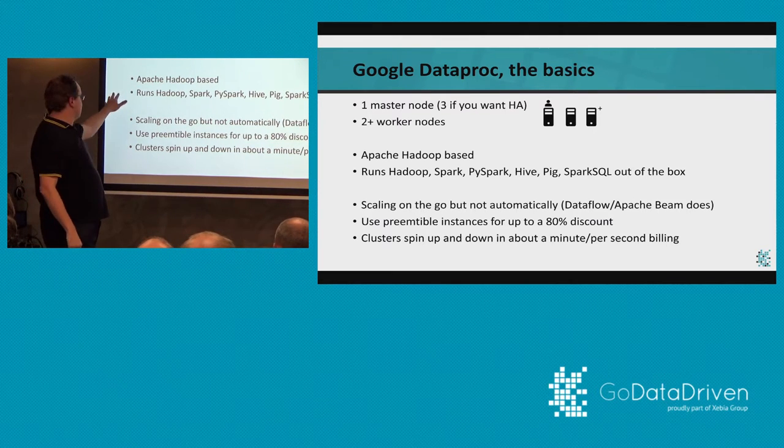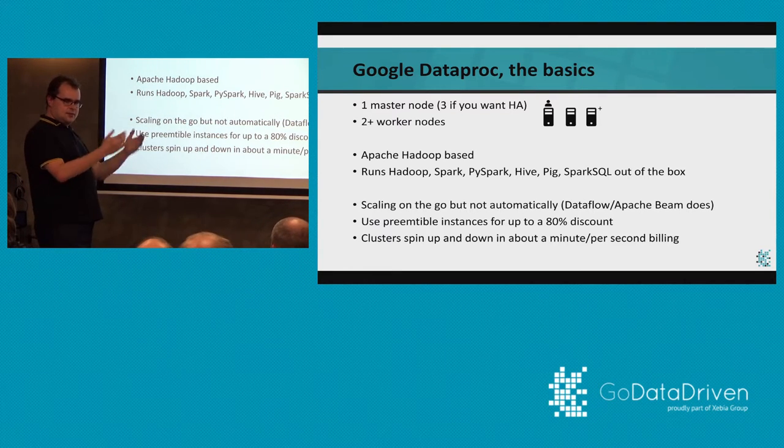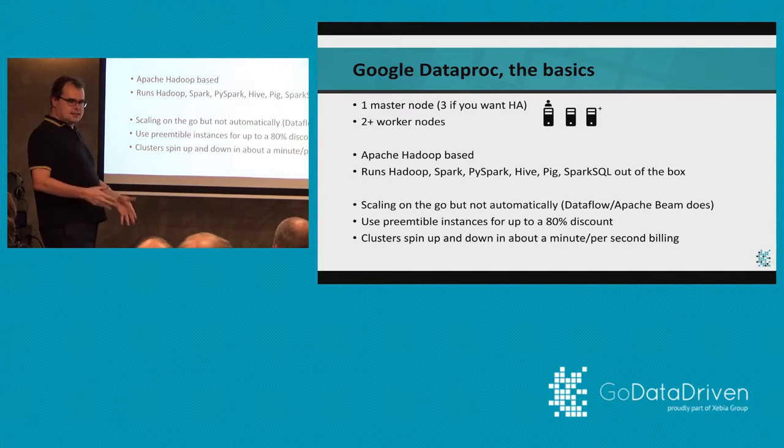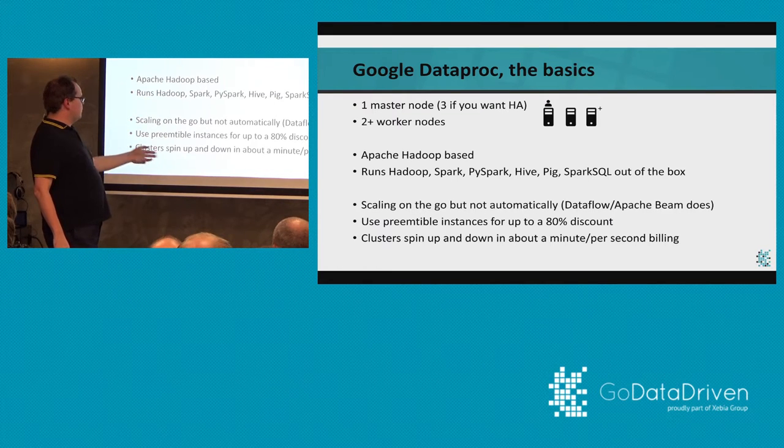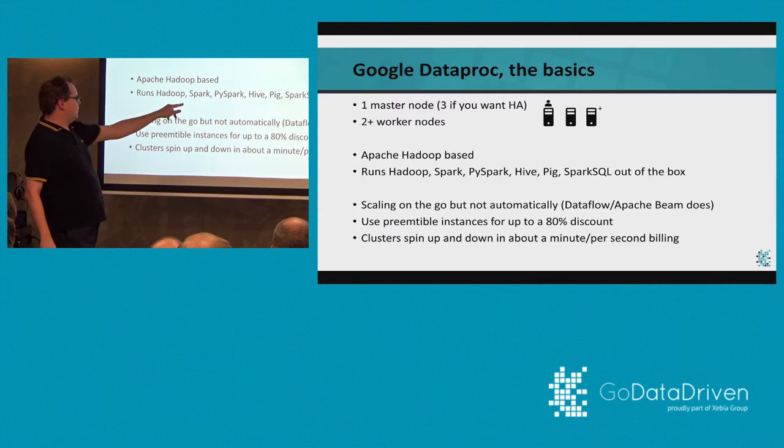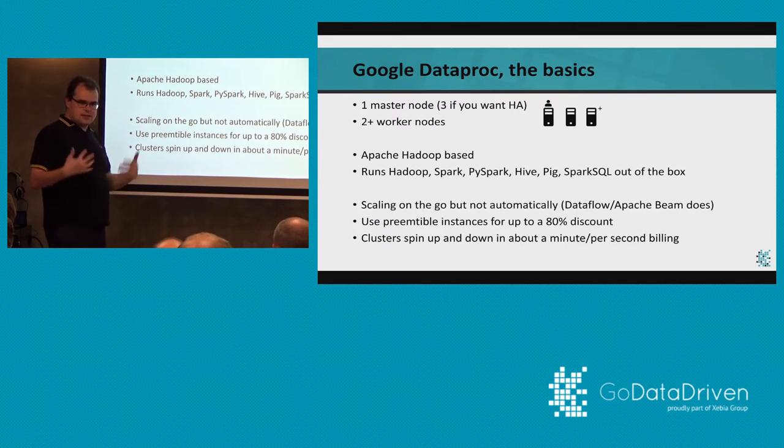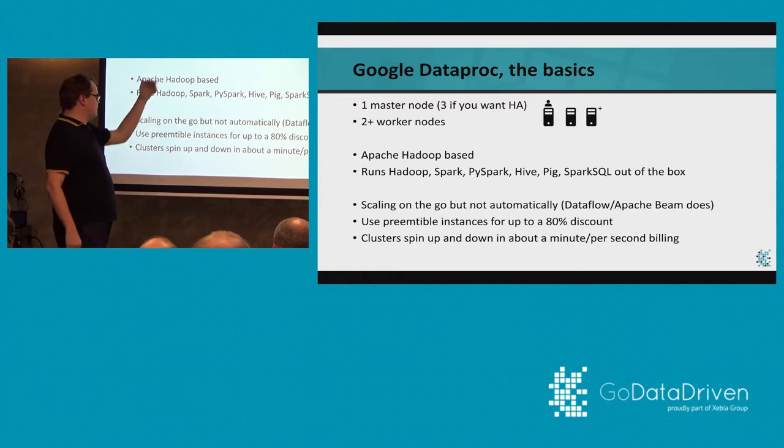Dataproc is standard Apache Hadoop-based. So basically, if you just go to the Hadoop site and download it and install that, that's the same thing that Google gives you, which means you can run out of the box Hadoop, Spark, PySpark, Hive, Pig, and Spark SQL. Everything else, it's still a standard Hadoop installation, so you can add extra tools on it if you want. But this is what it does out of the box.